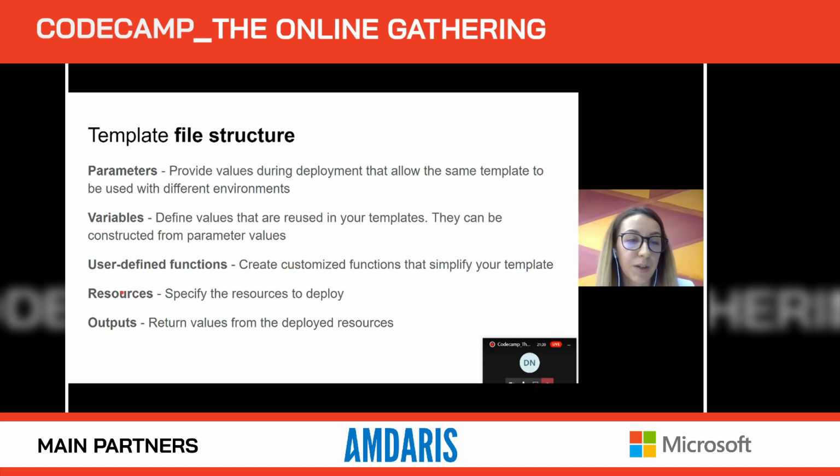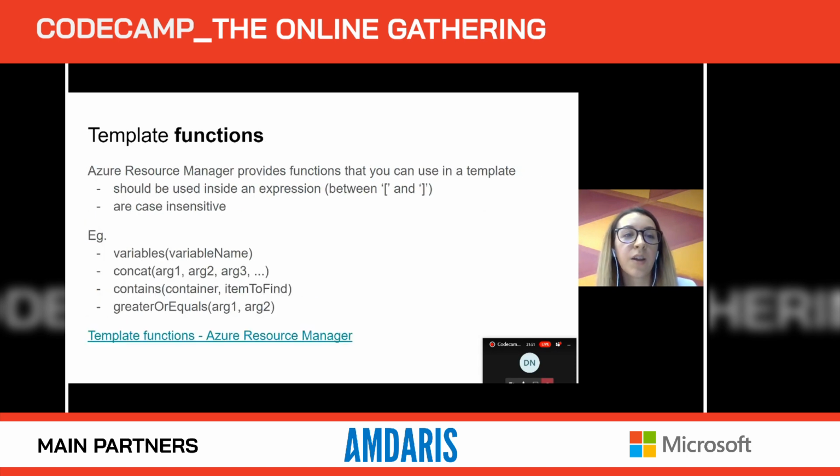And the most important part, and the only one which is mandatory. All the other sections are optional, but the resources part is mandatory. And this is where all the magic happens. This is where we'll define all the resources. And we can also have an output section where we return, maybe we created some names dynamically or something, and we just return them as outputs.